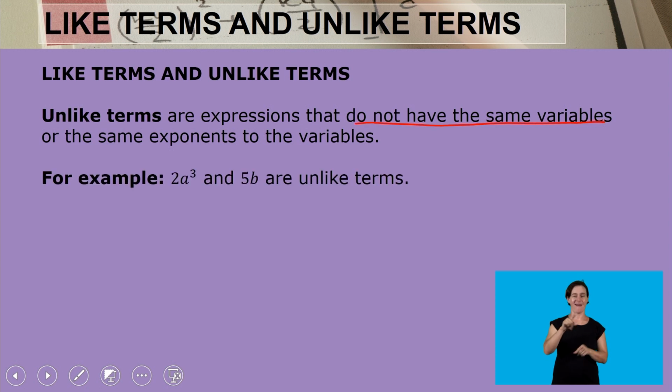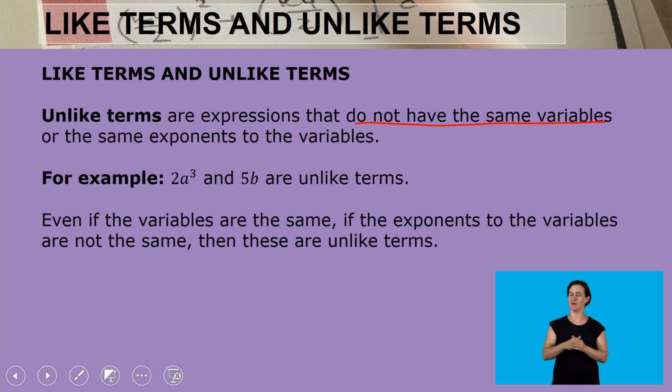So let's look at an example here. We have 2a cubed and 5b. Well, firstly, we can see that these two are unlike terms. Why? Because they do not have the same variable. Of course, they also do not have the same exponent. So these are unlike terms. So even if the variables are the same, that is not enough to make them like terms. Remember, the variable must be the same and the exponent.